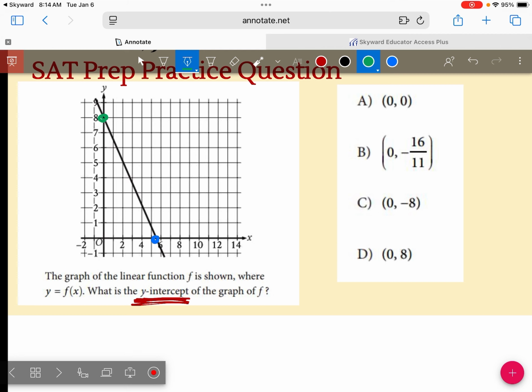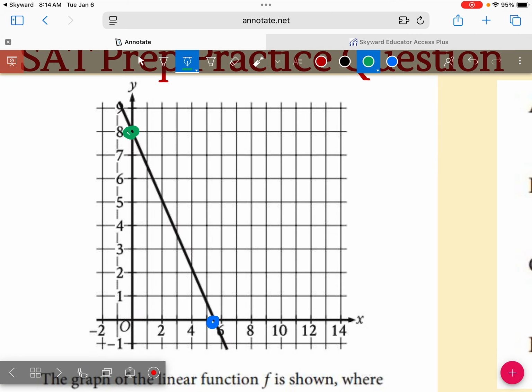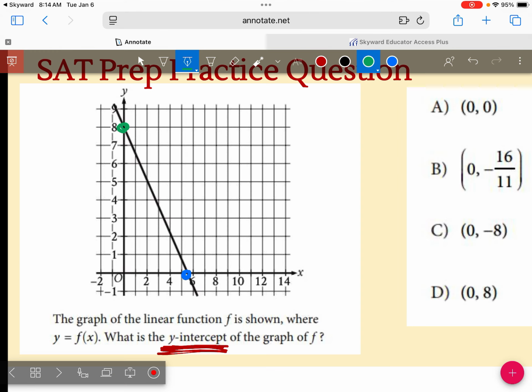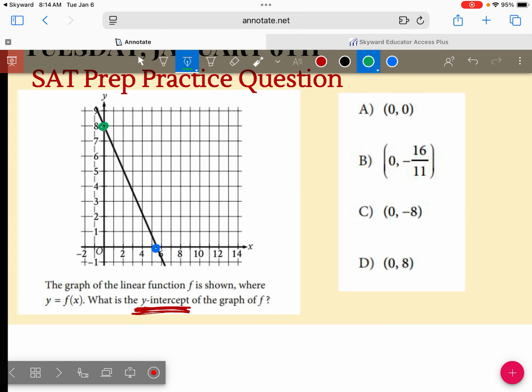Which one is the y-intercept? The green dot or the blue dot? The green dot, right. So that is at 8. So which would you select on the SAT? A, B, C, or D? D. And that would be your correct answer.